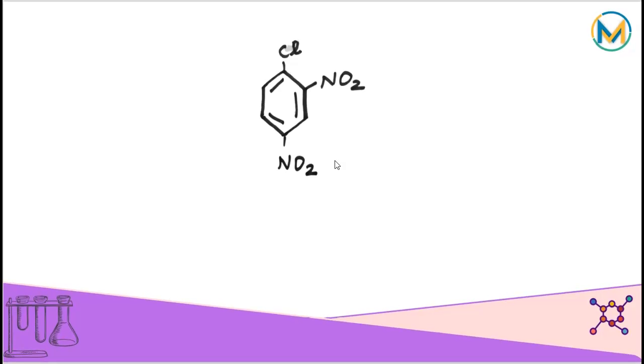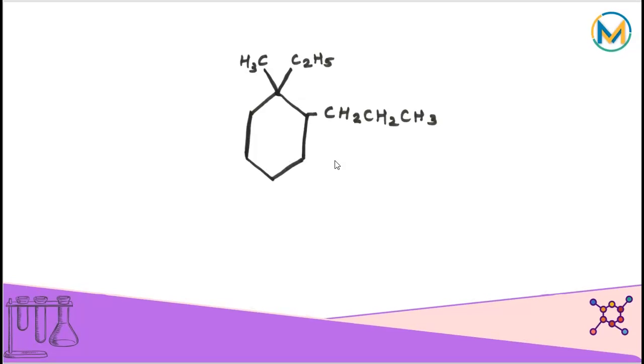The next compound here, this one. Here the parent carbon group is a benzene group. So we will number it alphabetically. So 1, 2, 3, 4, 5, 6. Chloro gets first numbering and then comes nitro. The name of this compound will become 1-chloro-2,4-dinitrobenzene. That's the name for this particular compound.